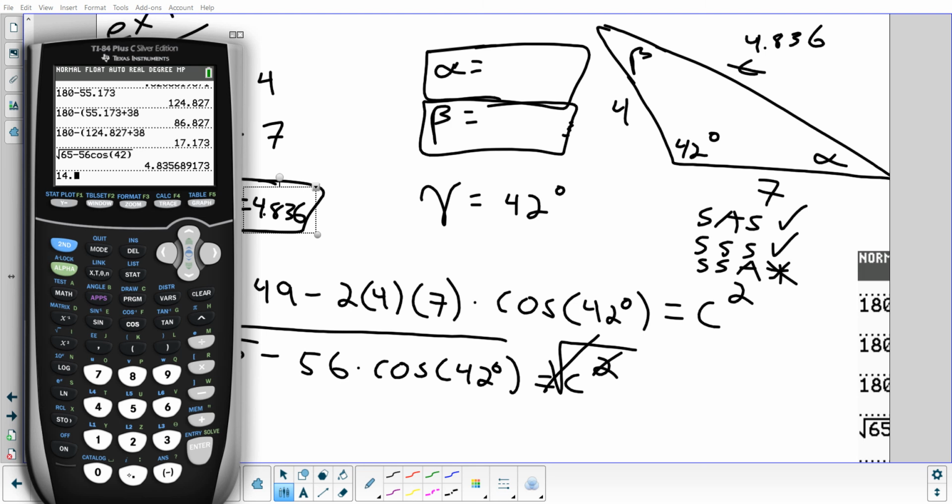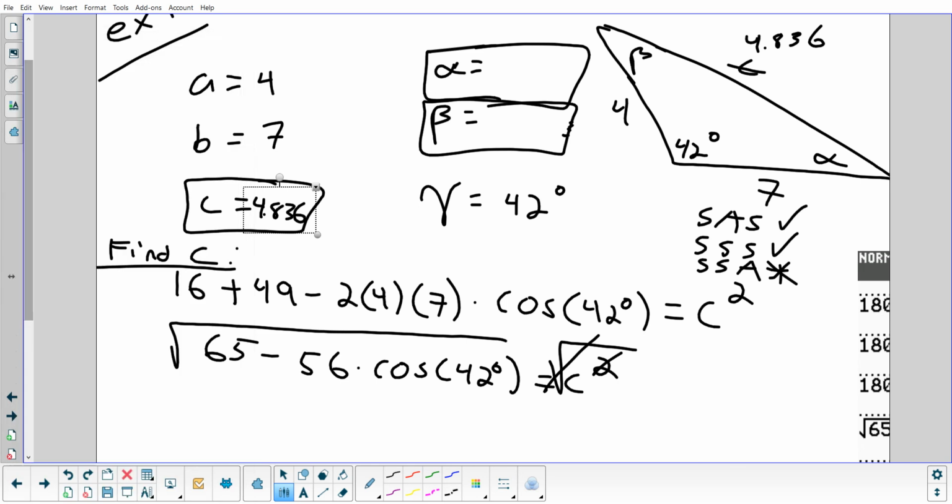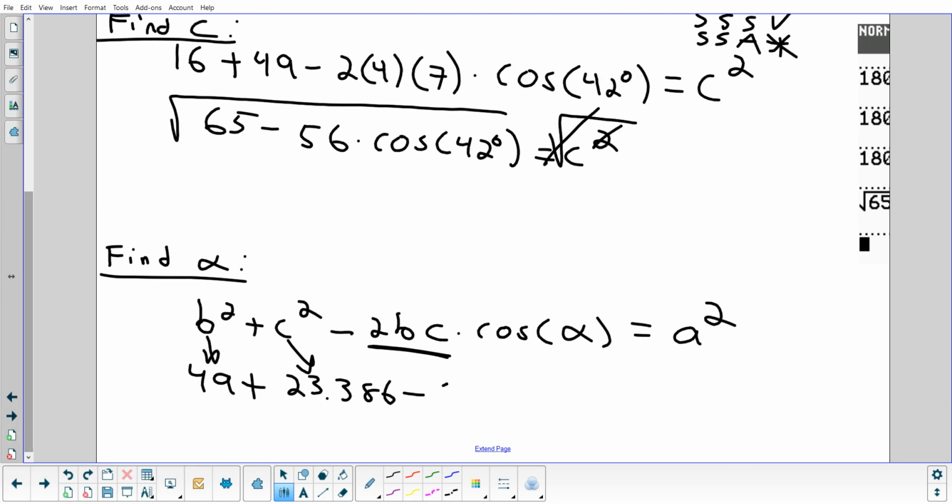So 14 times 4.836. 67.74. Wait, why is it 14? Because 2 times 7. 14 times, oh boy, this is rough for everybody. 14 times 4.836. Oh, it's a little hard. 67.704. Times cosine alpha equals a squared, we know that too. A squared, I think I can handle.